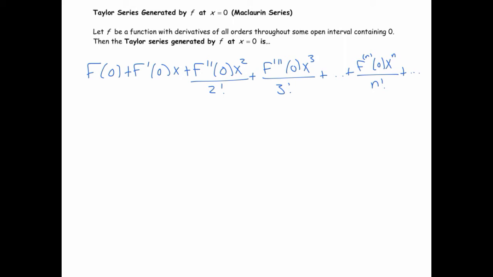So in the last video we took a very long-winded way of finding the Taylor series, or the Taylor polynomials for e to the x and sine of x. And what we noticed when we did that process was we found a pattern that we can use on any function, not just sine and e to the x. And so what we found is called a Taylor series generated by our function at x equals 0.